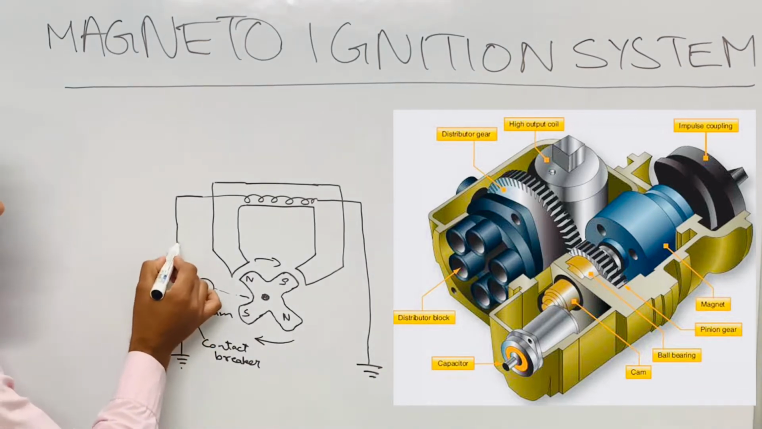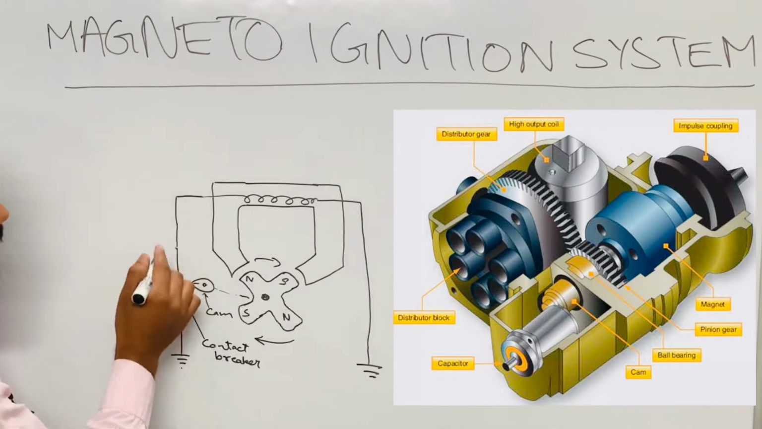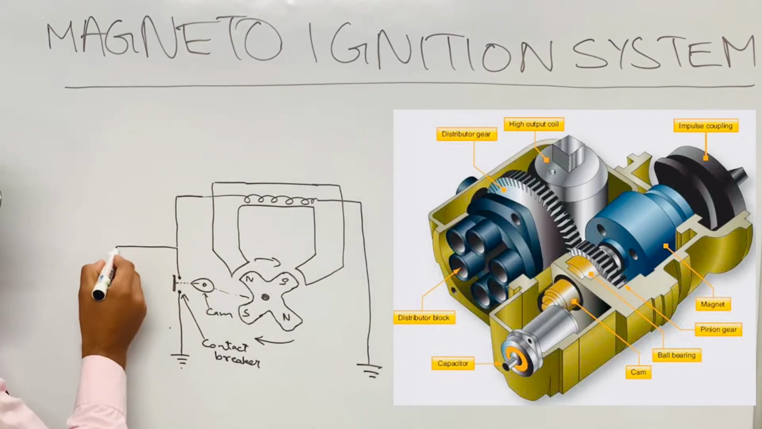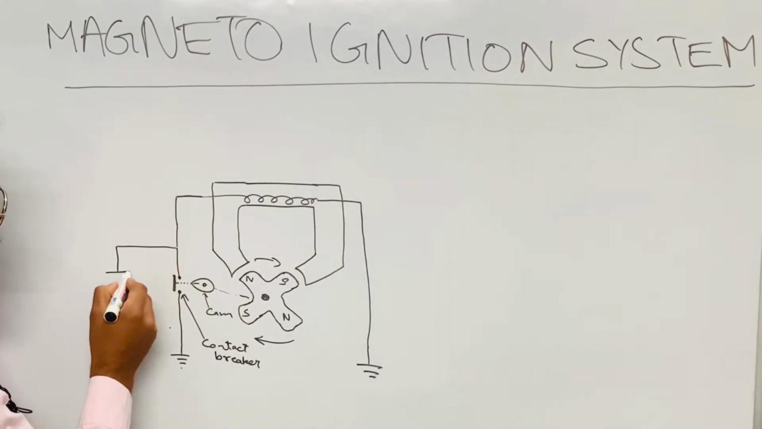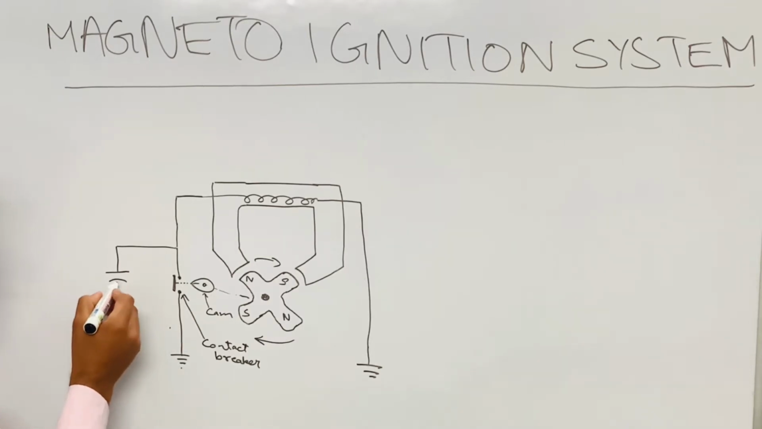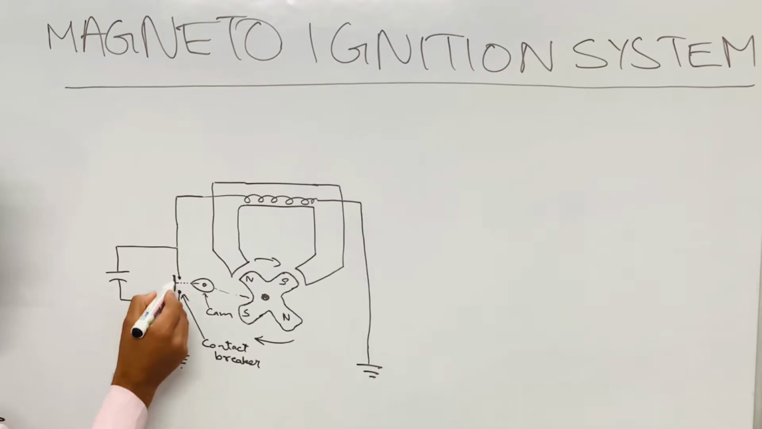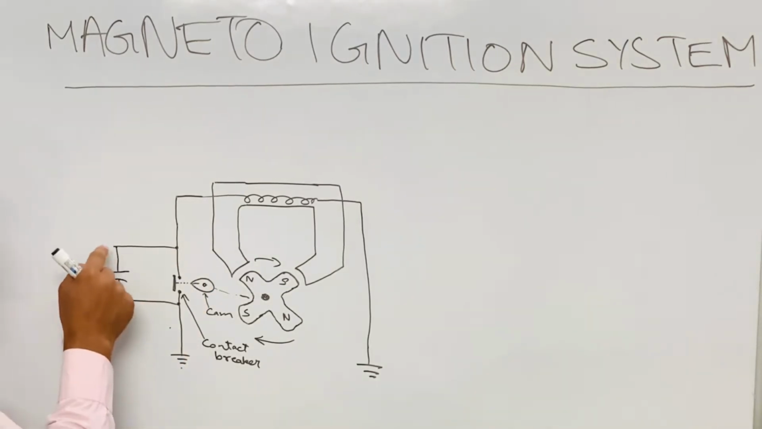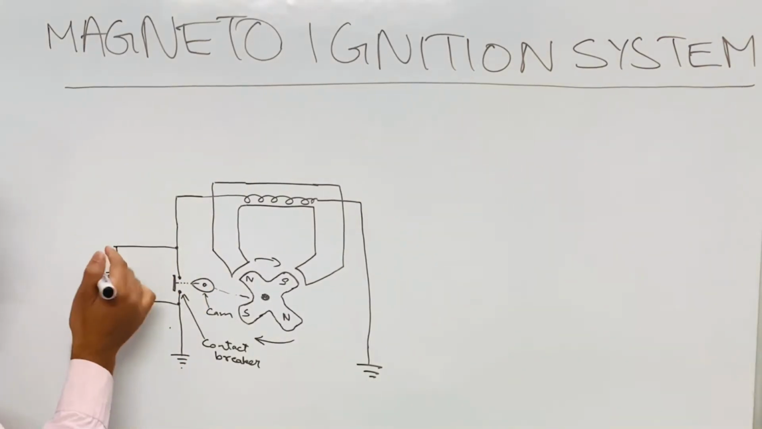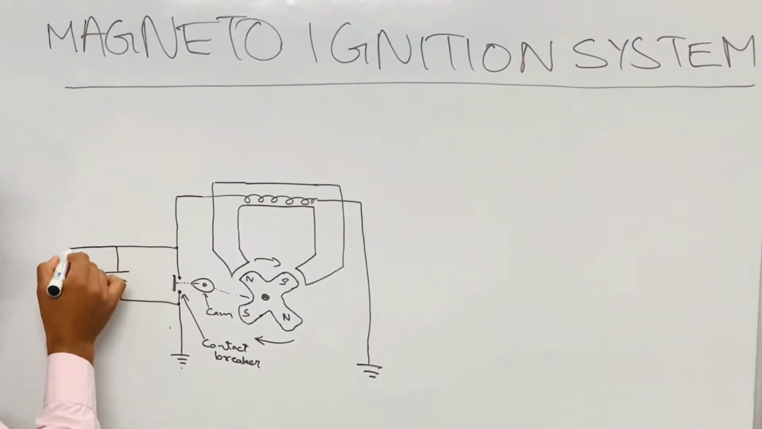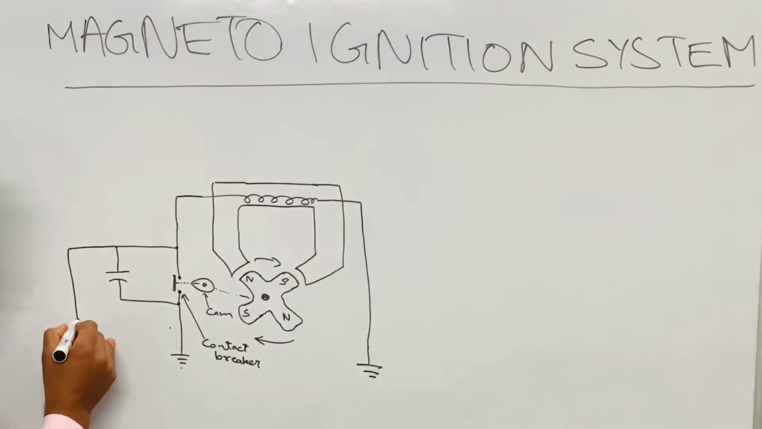Next, this end of the primary winding is also connected to a capacitor. We'll learn the purpose of the capacitor after some time, but as of now just note that there is a capacitor here which is connected like this. And this end of the circuit is connected to a switch. That means this circuit is connected in parallel to a switch which is called the Magneto switch.